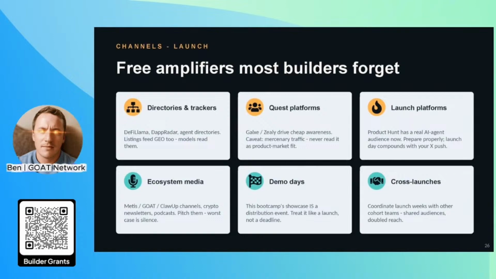So one more channel category that most builders completely forget: the free launch surfaces that already exist in Web3. Things like directories and trackers, like DeFi Llama, DApp Radar. What else have we got? There's agent directories springing up all over the place. And these kinds of listings also feed into things like GEO, because AI models read these things and pull their data from them. So you want to get listed on as many of these directories and trackers as you can.